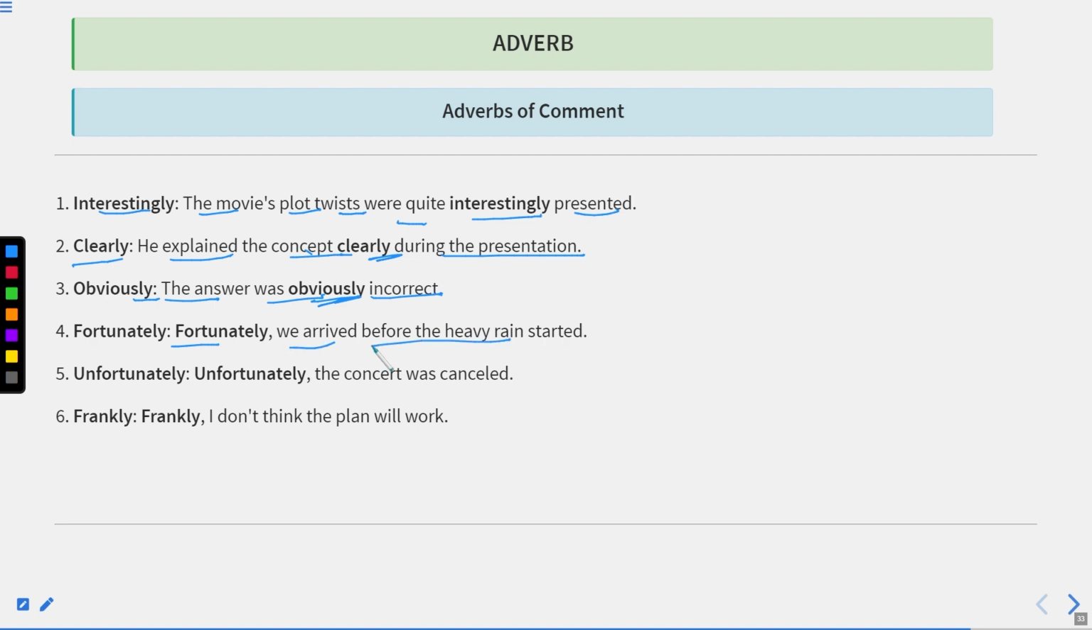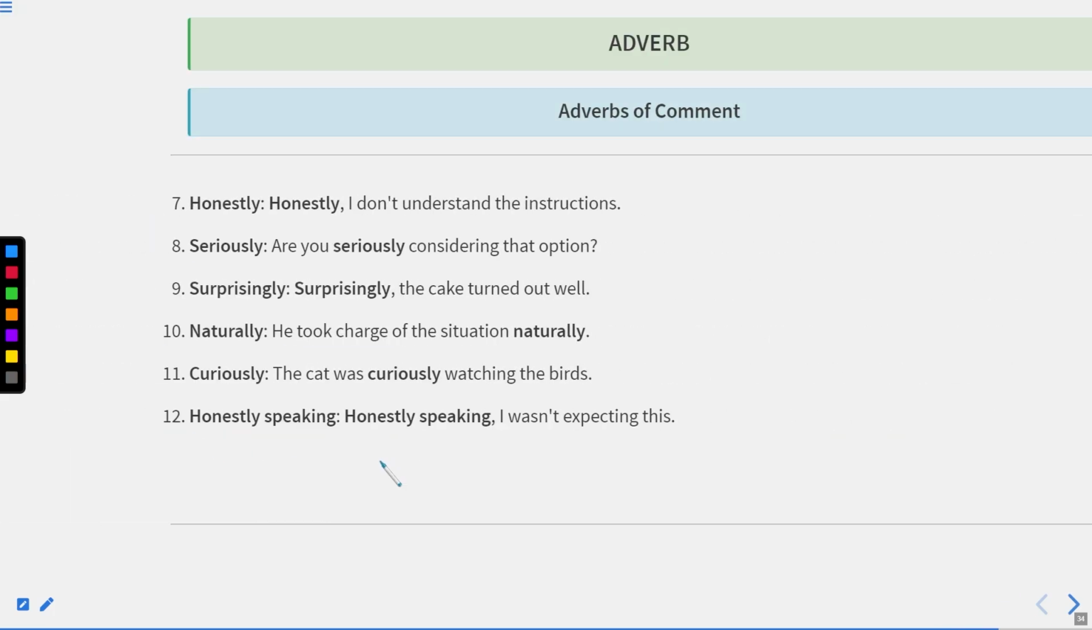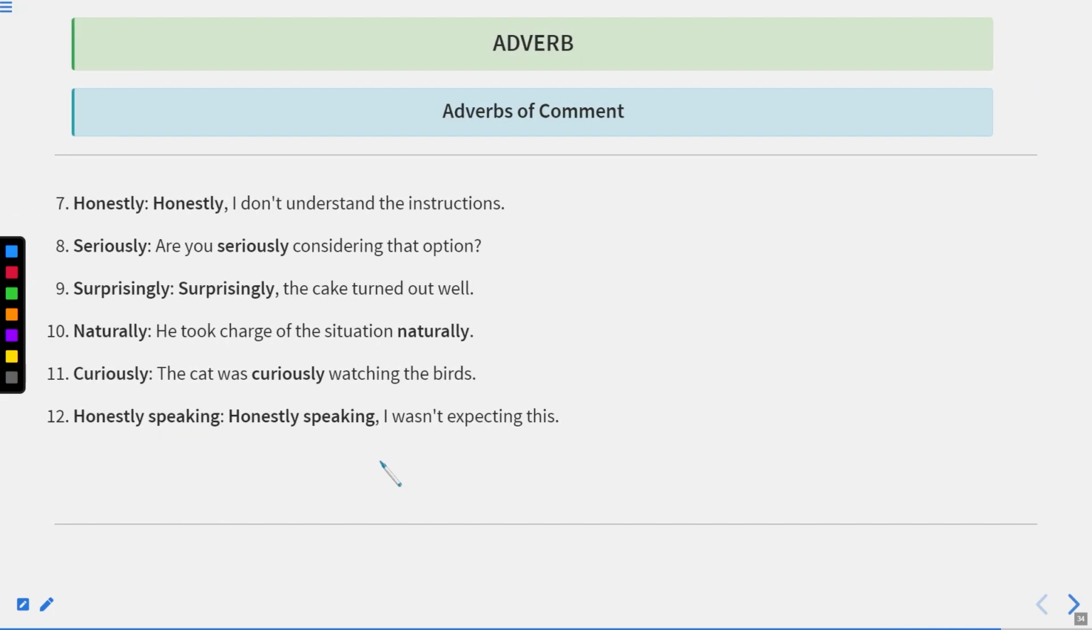Fortunately, we arrived before the heavy rain started. Unfortunately, the concert was cancelled. Frankly, I don't think the plan will work. Honestly, I don't understand the instructions. So honestly means in an honest manner. Seriously, are you seriously considering that option?